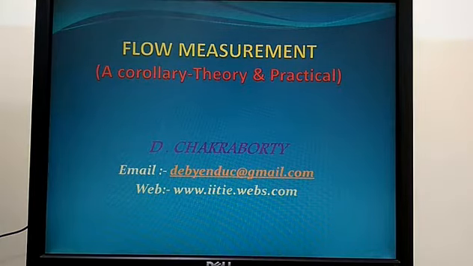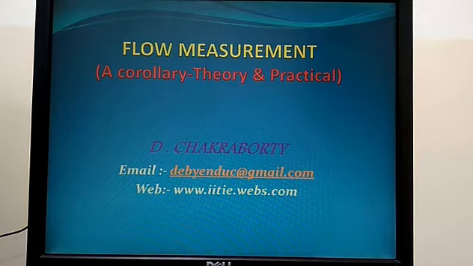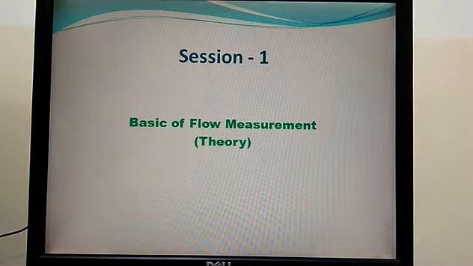Here we will see the basics of flow measurement which we have been taught in our college, and its practical implication in process industry after you pass out from your college, and what theory you have been taught in your college and its practical usefulness. In session 1 I will show you the basics of flow measurement theory part. Okay, let's proceed.